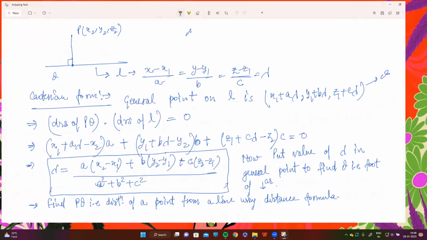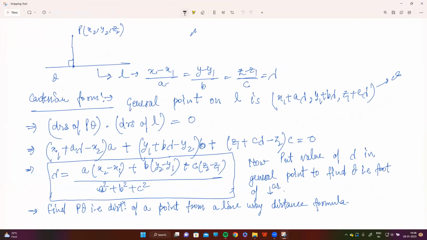So let's talk about the same process in Cartesian form. This is just for understanding purposes. The general point on line L is x1 plus a lambda. That is how you can express this. You can equate all of them using a lambda. Lambda is the parameter for which the point is defined. So the general point is x, y, z, right? So you're putting the value of x, y, z.